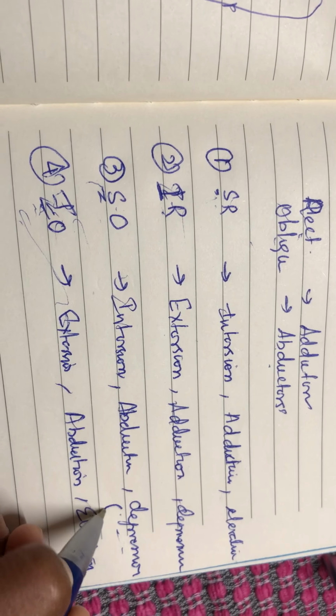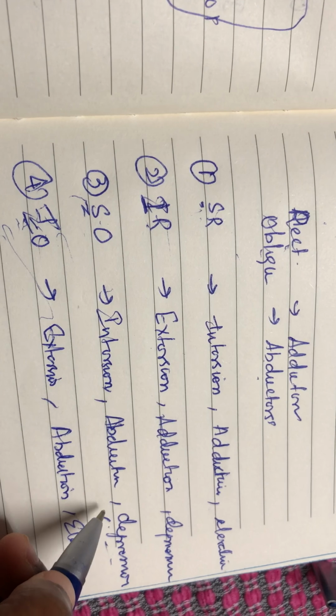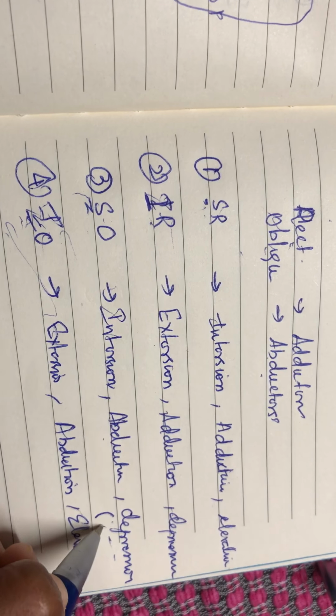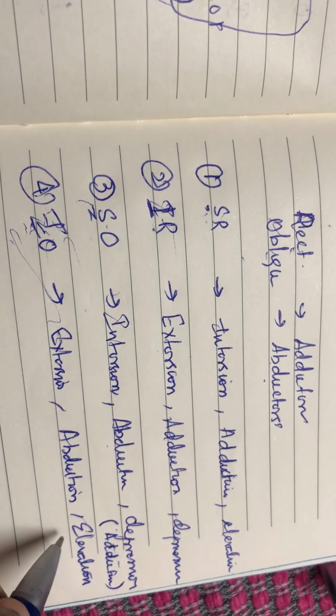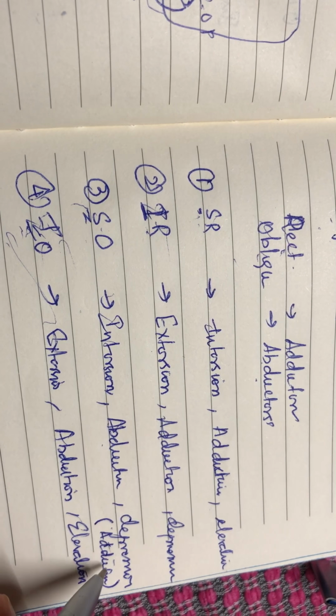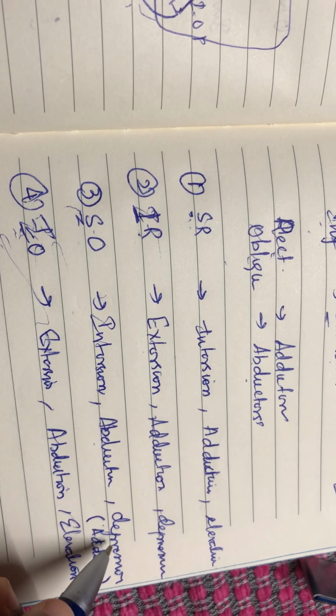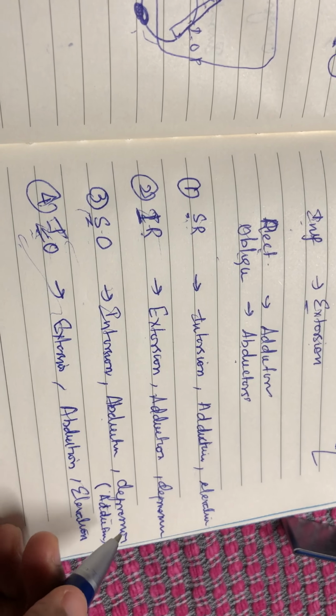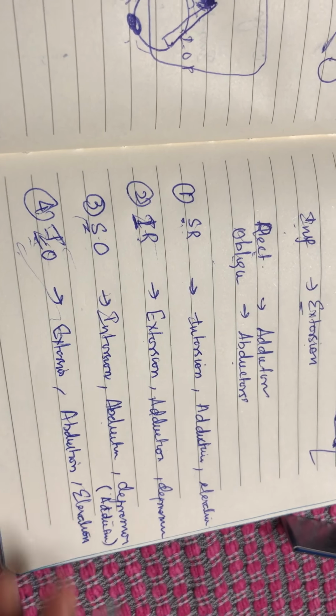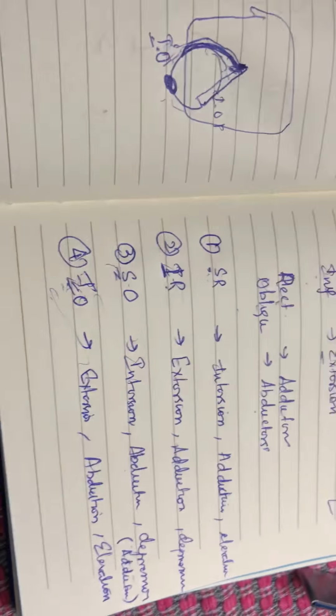In which position will we ask? Adducted eye or abducted eye we will ask. Don't write abduction. It is depressed only in adduction. This one is very important. Otherwise they will reduce the mark. So during adduction only it will depress, not in abduction. Action is abduction, but if you adduct, then only you can depress. So this is a very important extra point.